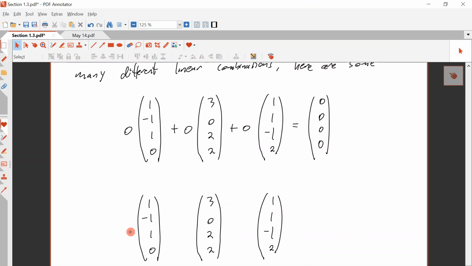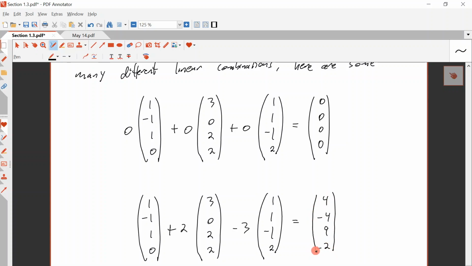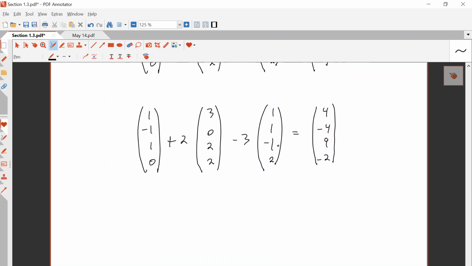How about this? Let's do 1 of these plus 2 of these minus 3 of these. All right, so 1 plus 6 is 7, minus 3 is 4. Minus 1 plus 0 minus 3 is minus 4. 1 plus 4 is 5, plus 4 is 9. And then 0 plus 4 minus 6 is minus 2. Right, so that linear combination has that sum.